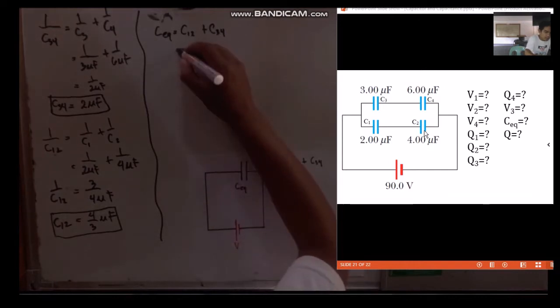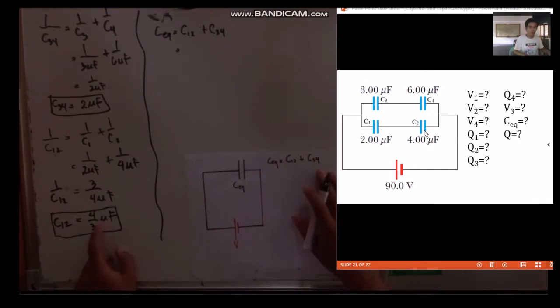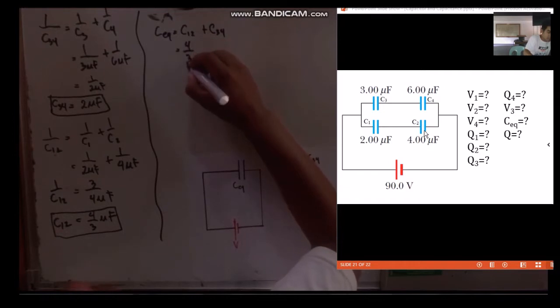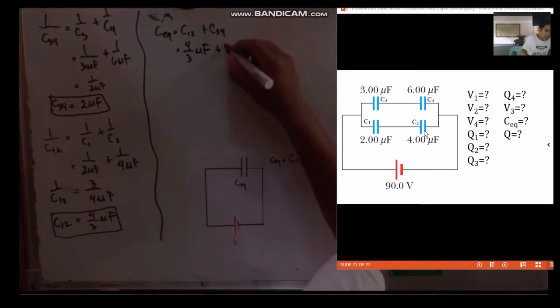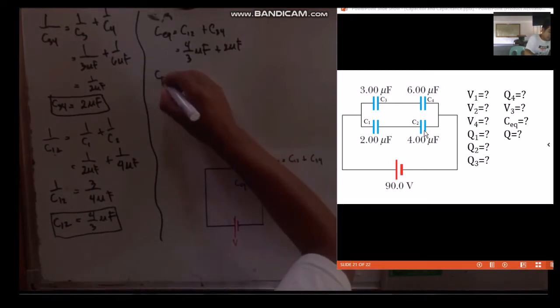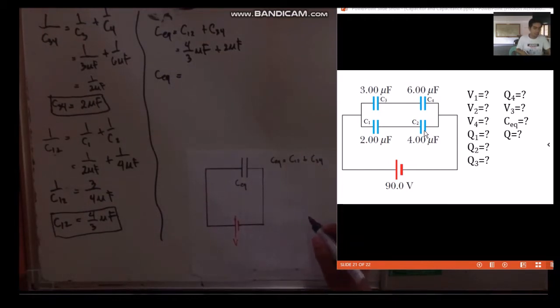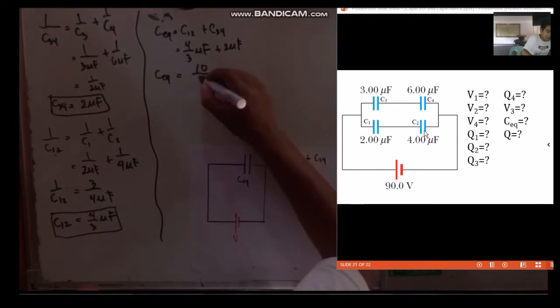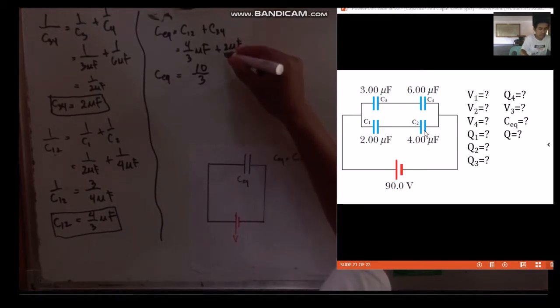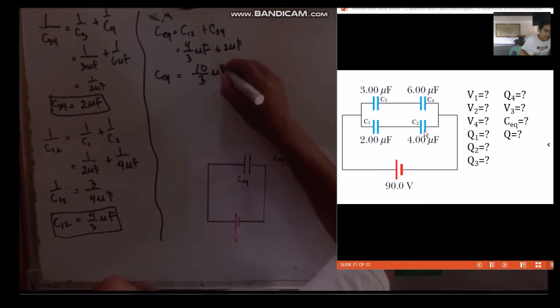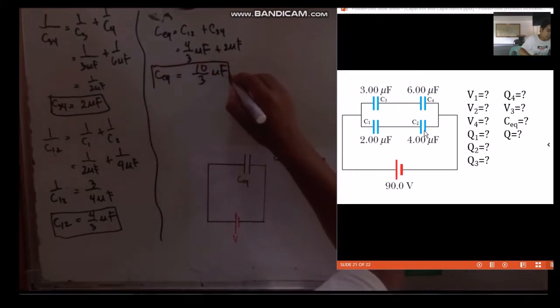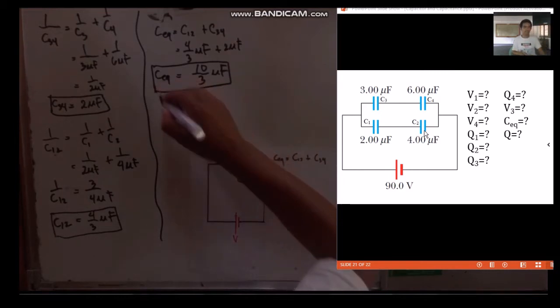So next, what is C12? That's 4 over 3 microfarad. Plus C34. What is C34? C34 is 2 microfarad. Then the equivalent capacitance must be equal to 10 over 3, I think. Multiply it by 3, 6 over 3 is 2, 6 plus 4 is 10. Okay, so we have 10 over 3 microfarad. So we have the equivalent capacitance.